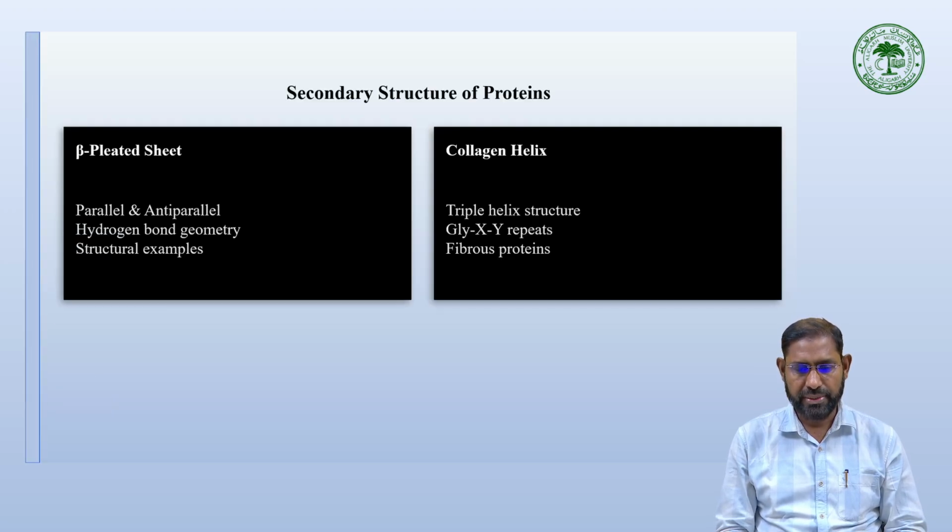The secondary structure of protein, the beta pleated sheet, is a parallel and anti-parallel hydrogen bond geometry and structure examples. Collagen helix, a triple helix structure, glycine, XY repeats, and fibrous protein.